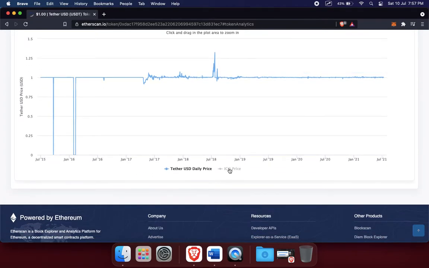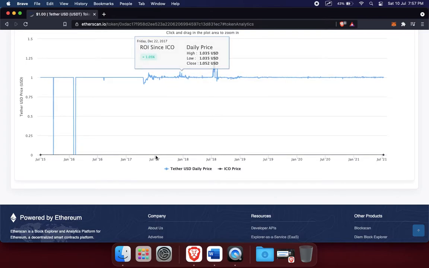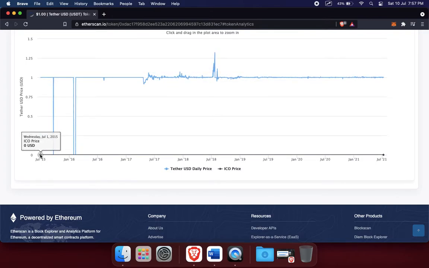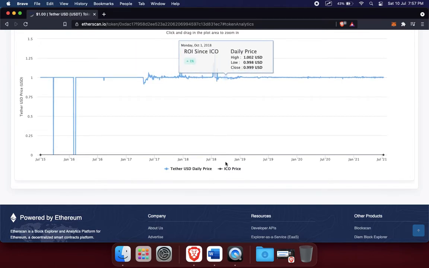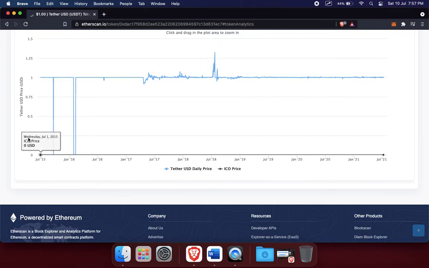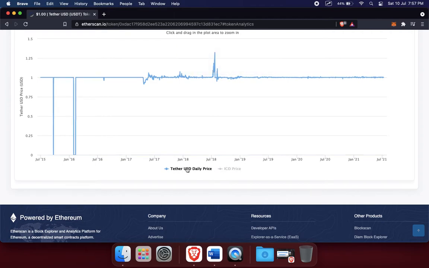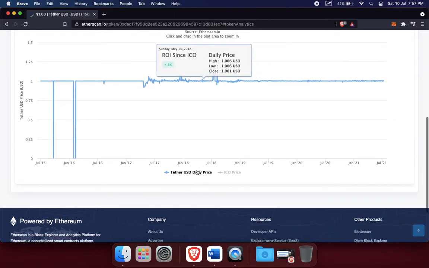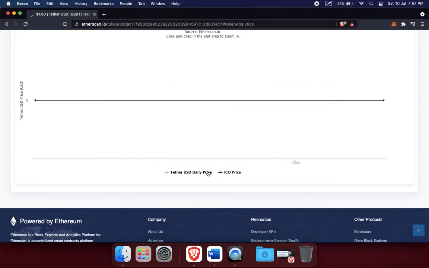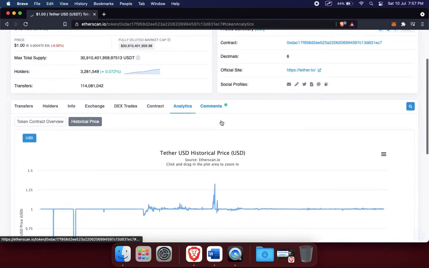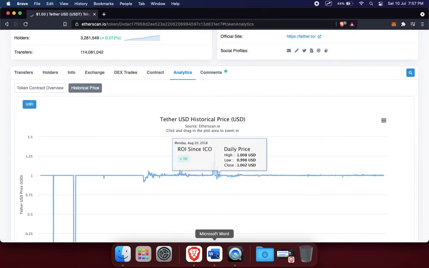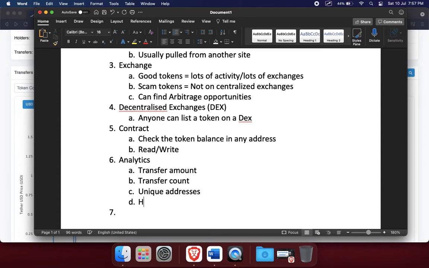You can even see the ICO price. I'm not too sure about the ICO price of USDT, but if you had a token with an ICO price of a few cents, then you can see the difference and the ROI since ICO. That also allows you to remove and add according to the chart. It's pretty interesting. So you can also look at historical prices.